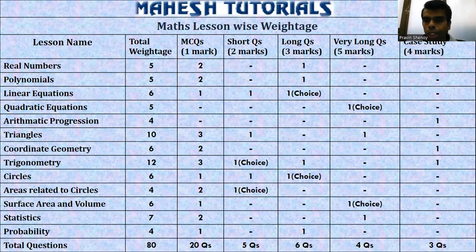and 1 from statistics. And last but not the least, you'll be having 3 case studies in the entire mathematics paper. The 3 case studies will be 1 from AP, that is arithmetic progression, 1 from coordinate geometry, and 1 from the chapter of trigonometry. So this was the overall understanding of the mathematics paper.